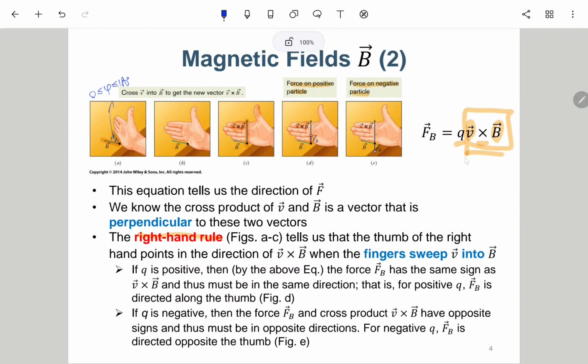Another thing you need to consider is that even though the cross product is a multiplication, you cannot exchange the order. V cross B and B cross V are different, with a different sign, with a polarity. If you exchange the order of the cross product, then you have an additional negative sign.